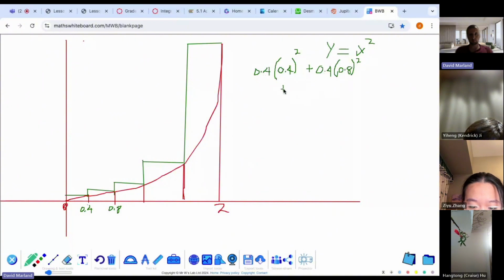Okay, so here, dot, dot, dot. And the last one, the width is going to be 0.4, and the height here is going to be 2 squared. Okay? So you can compute this. So here I'm just going to use decimals.